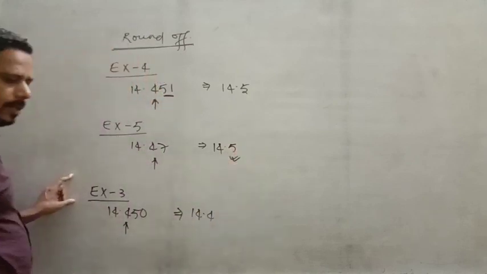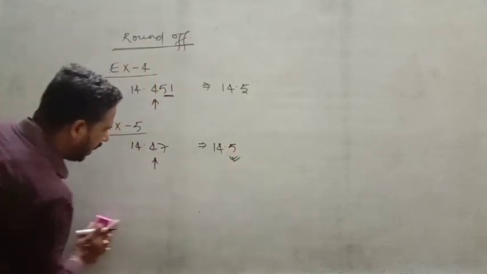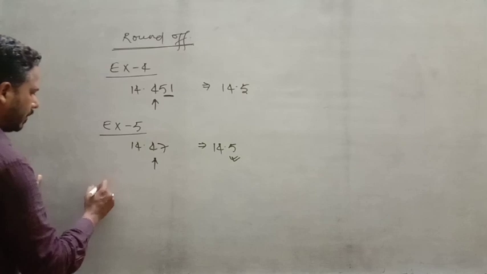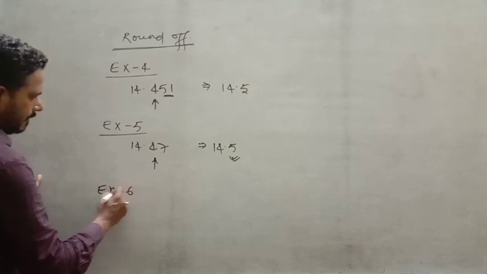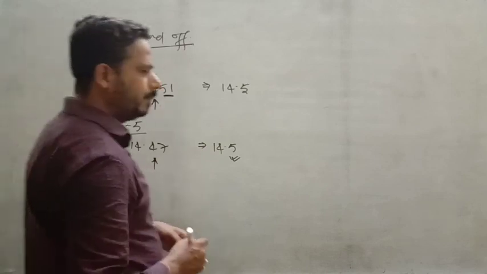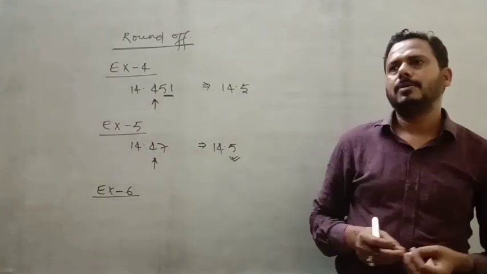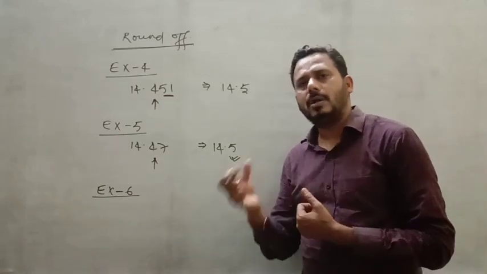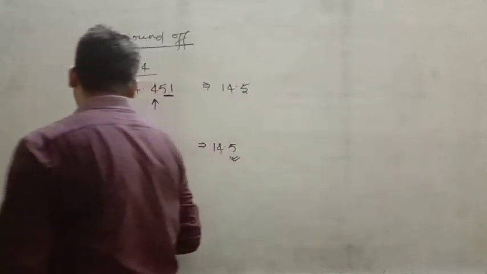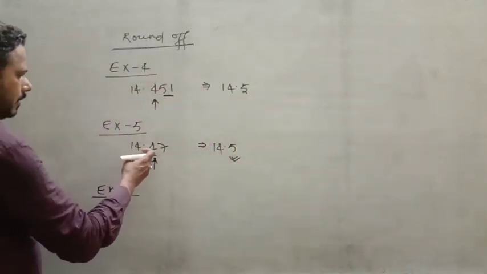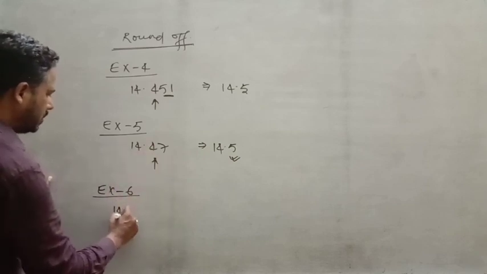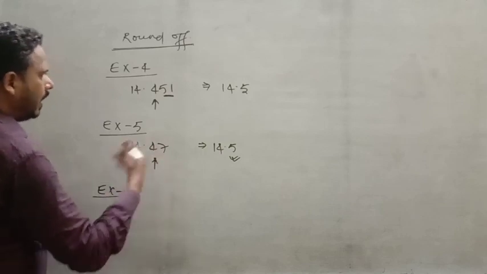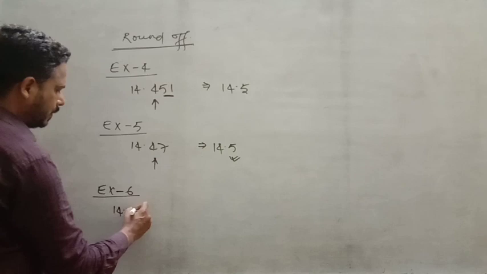Okay, accordingly, I just want to take another example, for another rule. Suppose instead of 4, because 4 is an even number, now I just want to take some odd numbers. Suppose this one is 14.7, and then after that there will be, suppose, 3, 2.